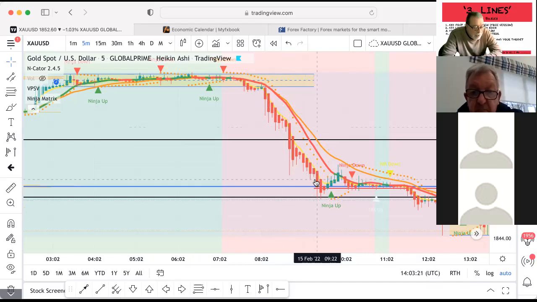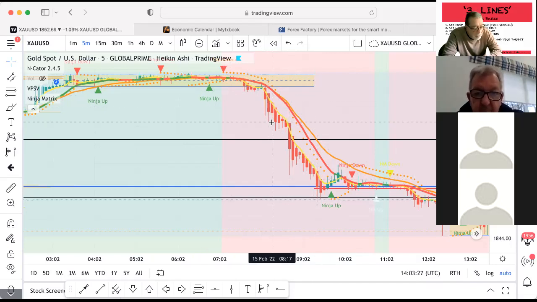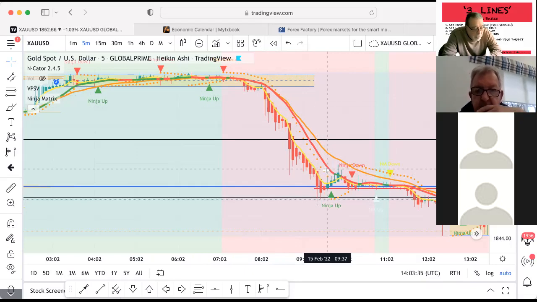right down to this point here, because we've still got a Ninja Matrix down, we've still got an indicator down, and we've still got the yellow 5 MA well away from the 13 MA. And the PSARs are still on top, pushing the price down. Now, I would certainly be out. For safety reasons, as soon as that ninja up appeared, I would want to get out.